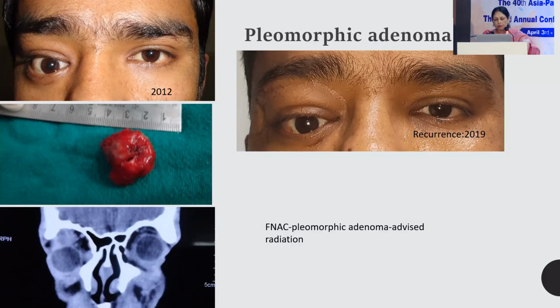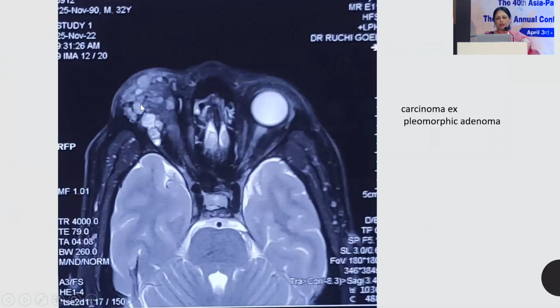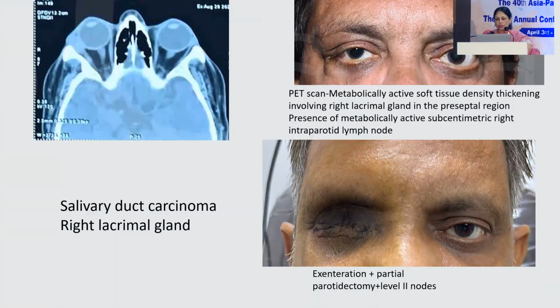We did a biopsy, again a pleomorphic adenoma. Then he was again lost to follow-up, and by the time he reappeared, he had already developed malignant transformation. So this is carcinoma ex pleomorphic adenoma. So remember, whenever you have recurrences, these patients need to undergo radiotherapy, and this could have been very well prevented by doing a timely intervention.